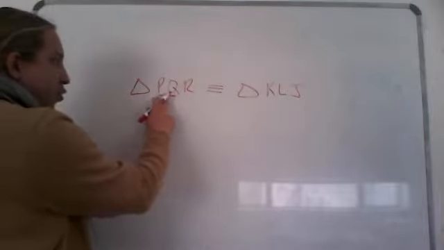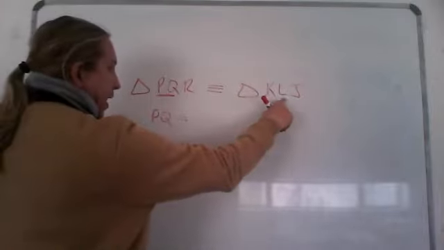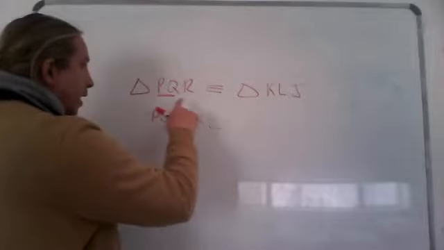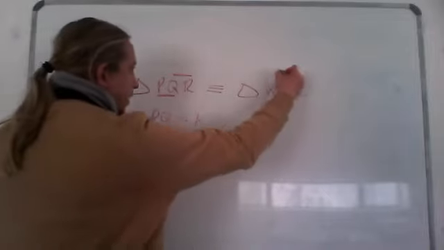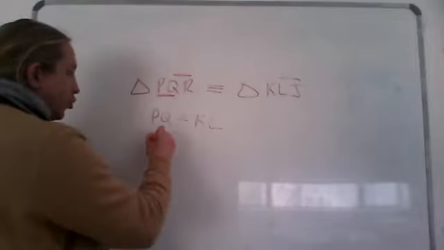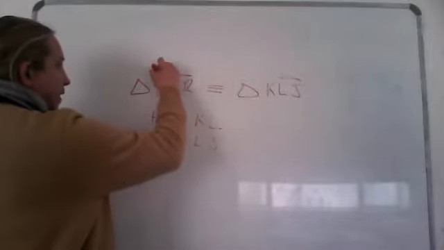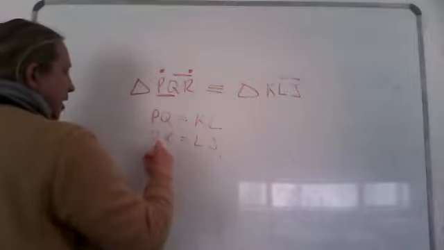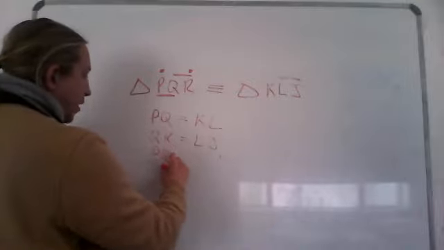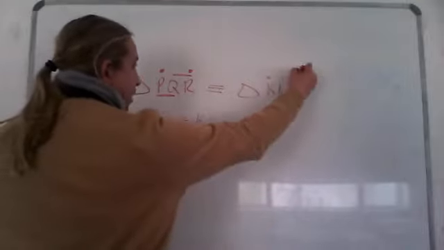So PQ equals KL. Then if we take QR, that will equal LJ. So QR equals LJ. And then if we take that letter and that letter, PR equals KJ.